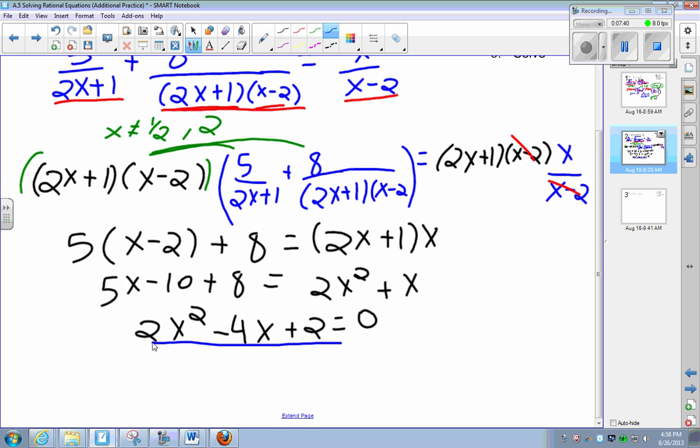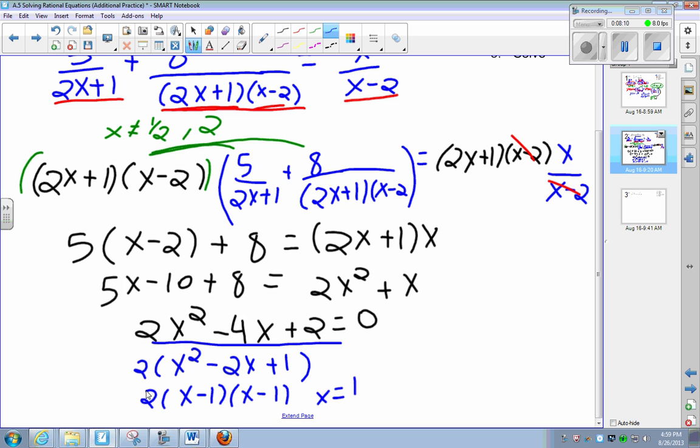We can factor out this 2. So we'll get 2 times x squared minus 2x plus 1. And so we can factor this down to 2 times x minus 1 times x minus 1. So x is equal to 1. All right, 1 is in our domain, so x can equal 1. All right, so let's move on to our last example.